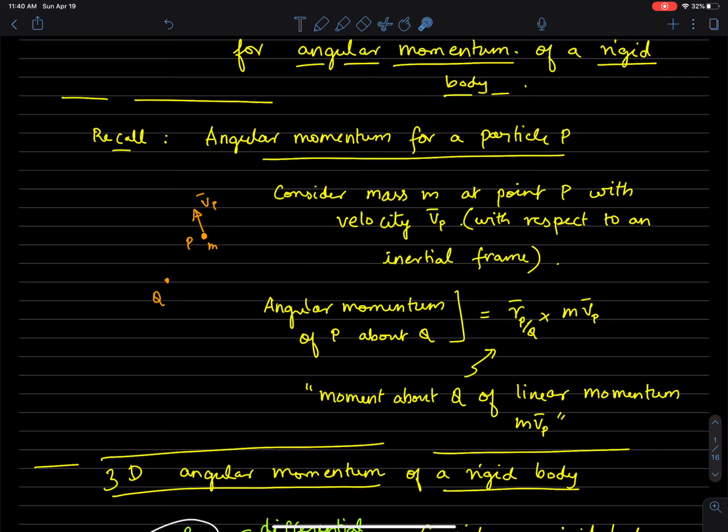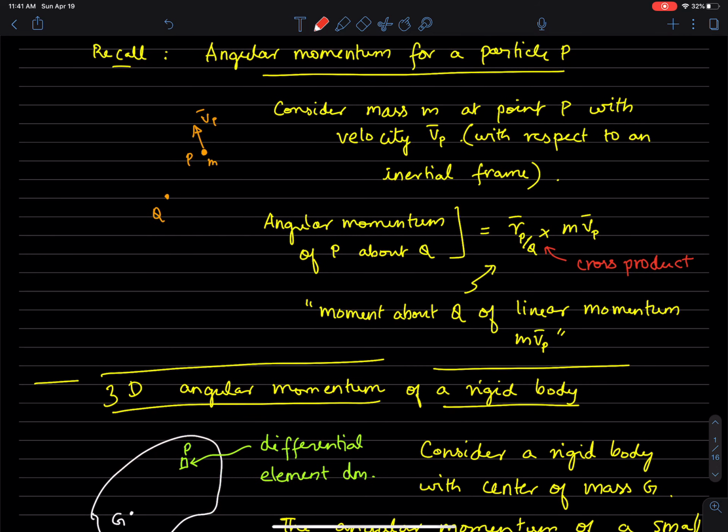This is just a definition. It's the linear momentum, m times Vp. And then you take the moment of the linear momentum about the point Q. So it's Rp with respect to Q cross m Vp. That's a cross product. Okay, so that's the angular momentum of a single mass point about some other point.